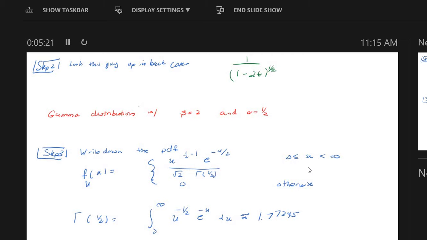And then you just write down the PDF. They have the PDF in the table too, with beta equals 2 and alpha equals 1/2. So you plug those guys in. And this one Mathematica would do. I could crank it out on Mathematica. It gave me an approximation for this gamma of 1/2. So I could plug those numbers in, and then I have the PDF for that guy.